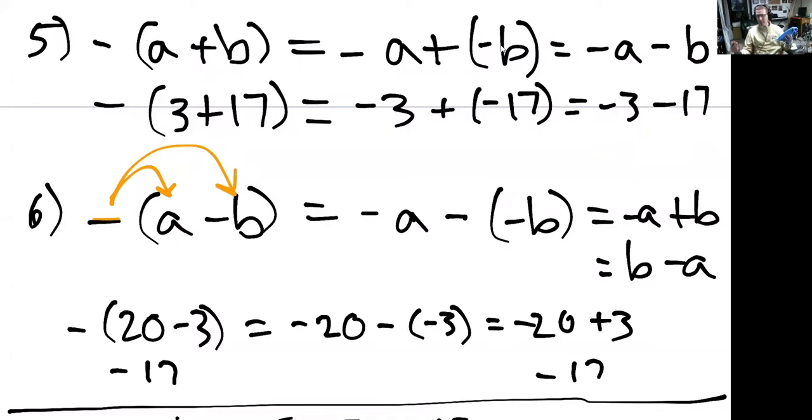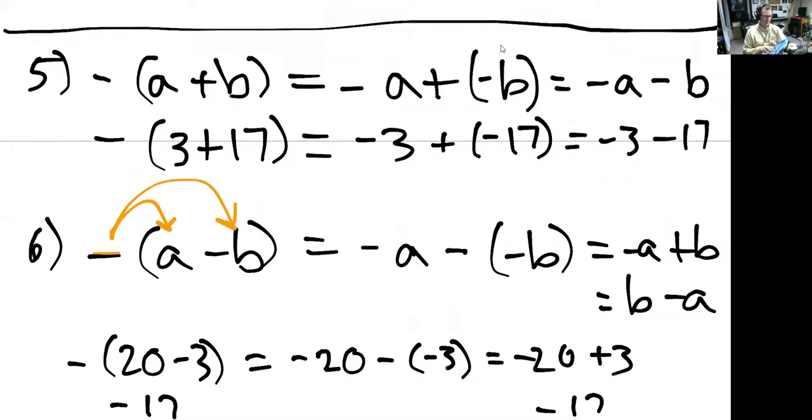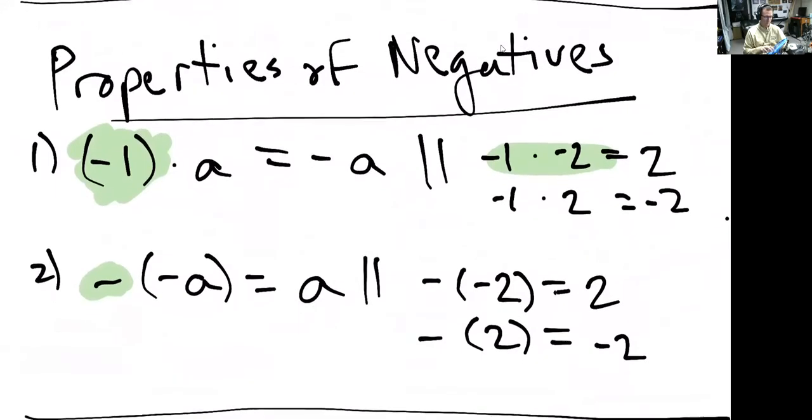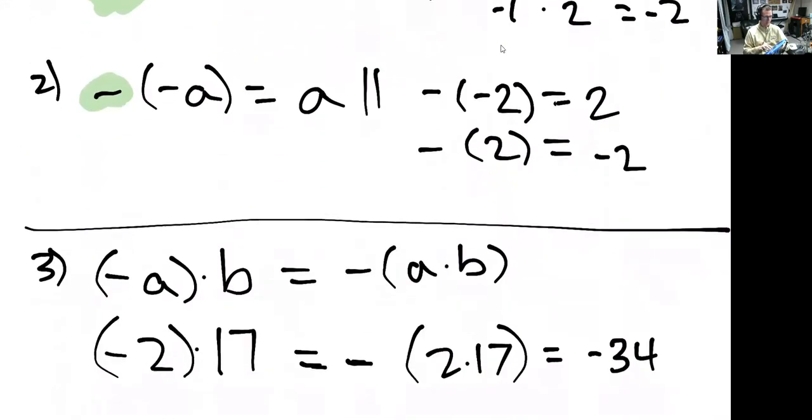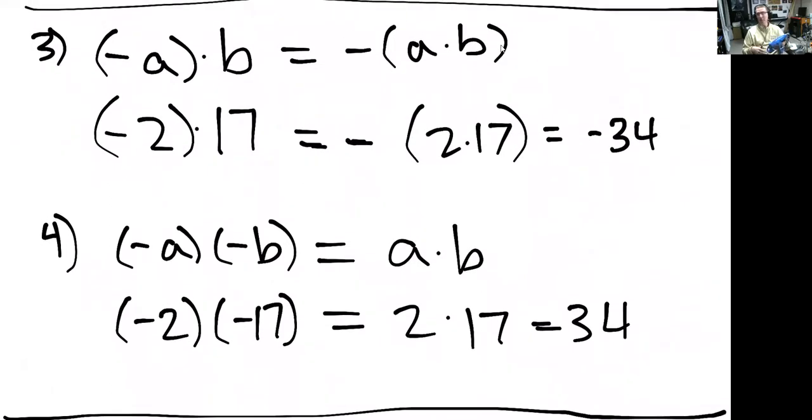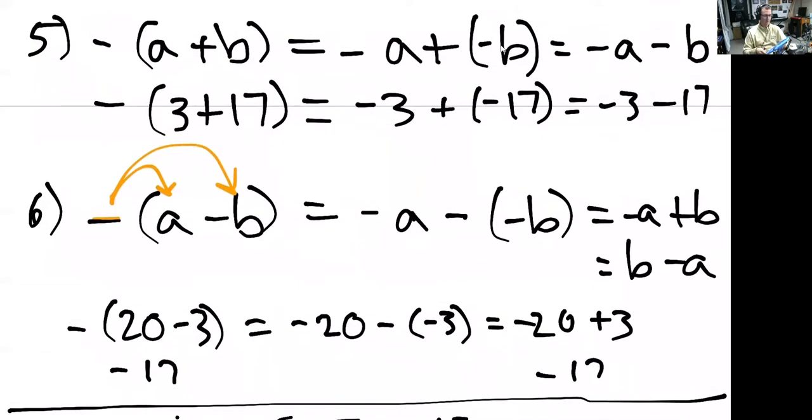Okay, so those are the six properties of negatives. We had just some trivial ones where you're multiplying by a negative 1. We had some where you're multiplying two real numbers, any two real numbers, and one of them has a negative sign, or they both have negative signs. And 5 and 6 added in the distributive property with negative signs.